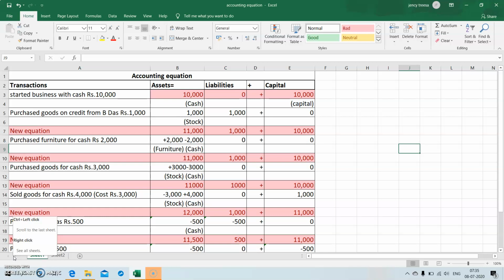So what you are supposed to do is, this is a statement. As a problem, you will get some transactions and you will be asked to find out how these transactions will affect the accounting equation. So you will have to draw like this.